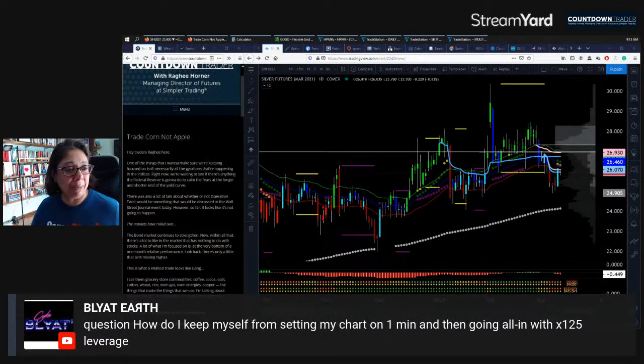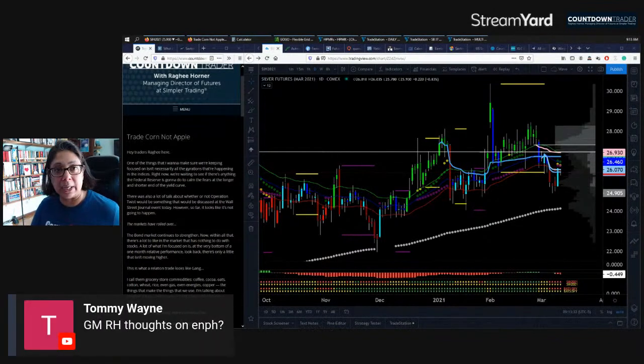All right. How do I keep myself from setting my chart on 1 minute and then going all in with 100? I would say what I really like is a mouse. Here, let me see if I can pull them out. You can't see the mouse. That is part mouse, part cattle prod. I would recommend that. I would recommend the minute you try to do that, your mouse sends you a swift electric shock, my friend.